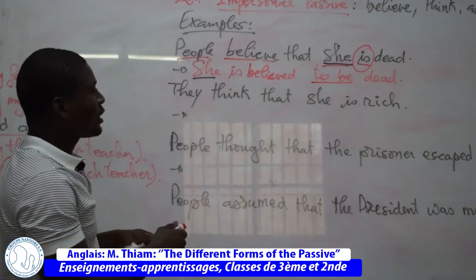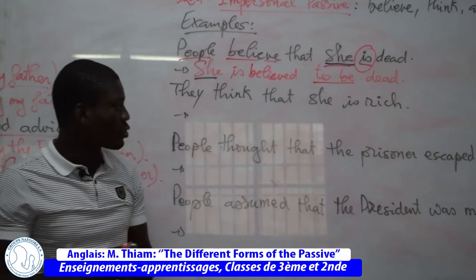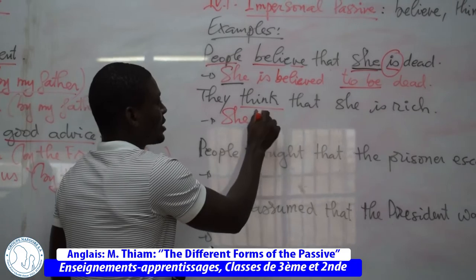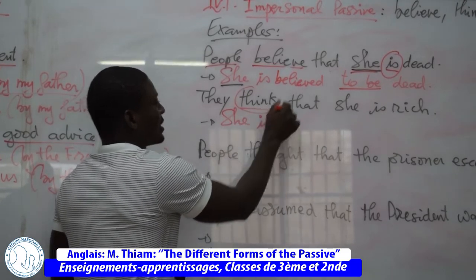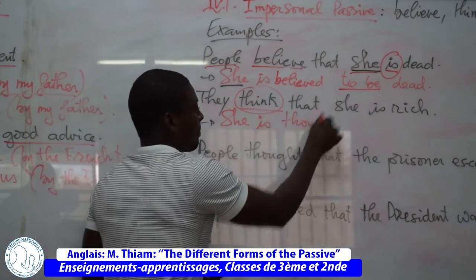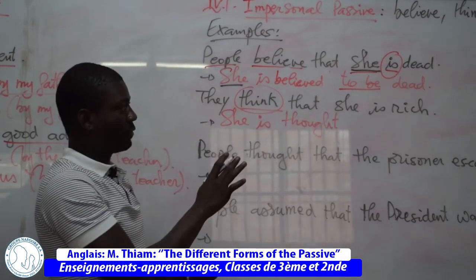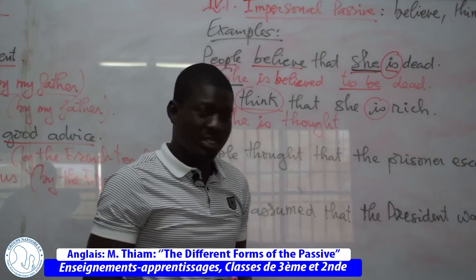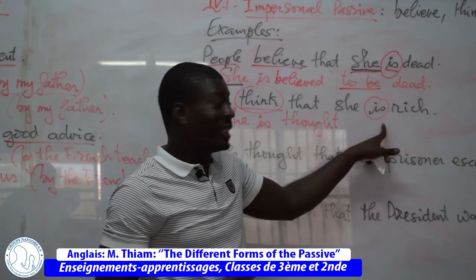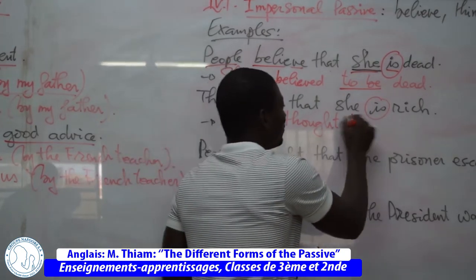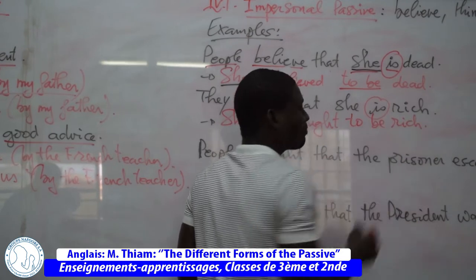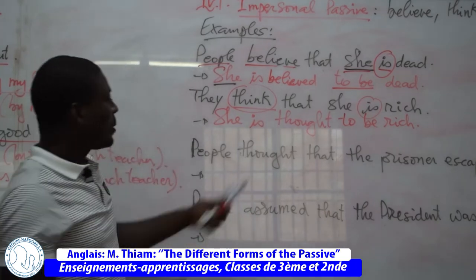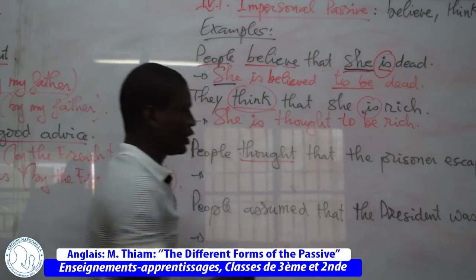Understand that? They think that she is rich. Same principle. We are going to apply the same principle. She, auxiliary to be, is, because this is the simple present. Now, the past participle of the verb to think is thought. She is thought. Problem solved here. We still have a simple present. And the rule is, if we have the simple present, we will use the infinitive of the verb, and the infinitive of the verb is to be. To be rich. This is the rule. Okay? Don't worry. You will see it on the paper in the lesson.